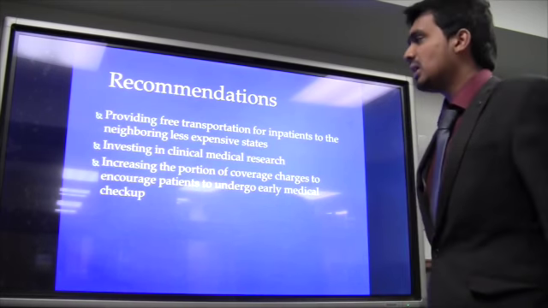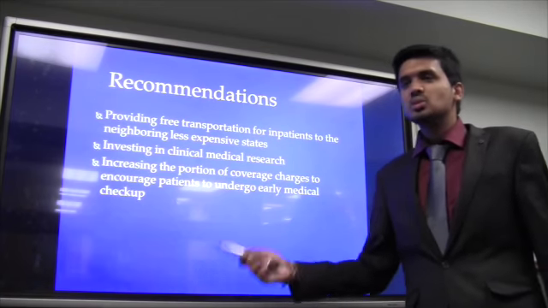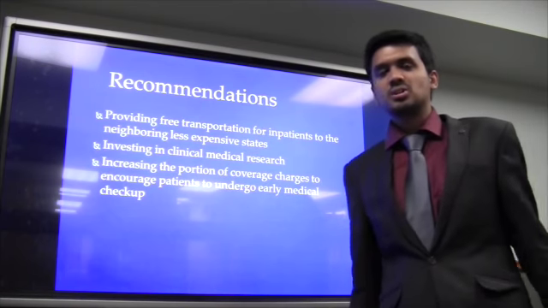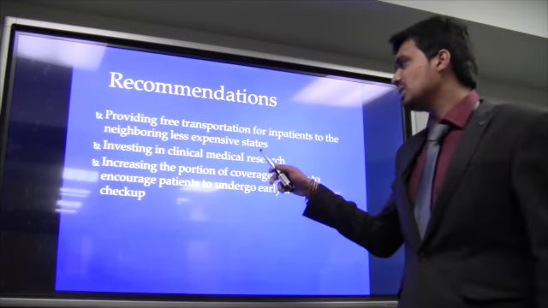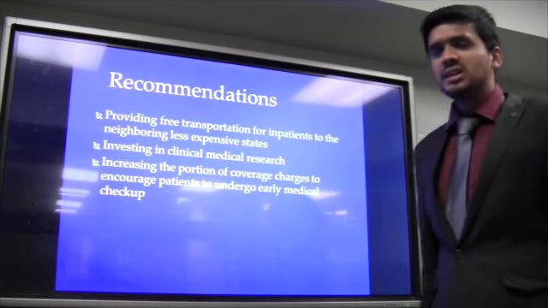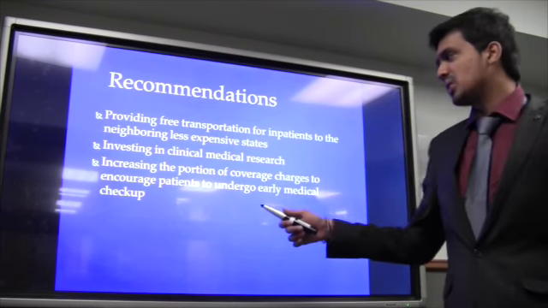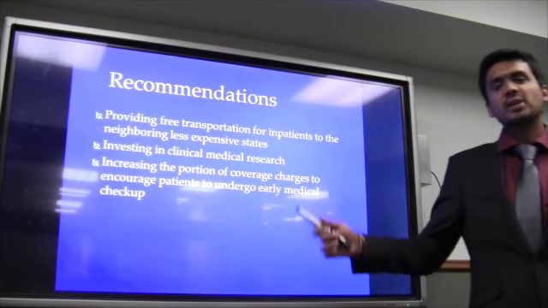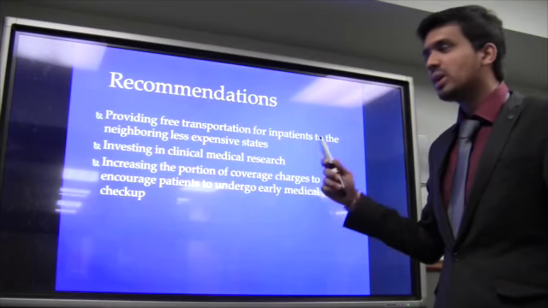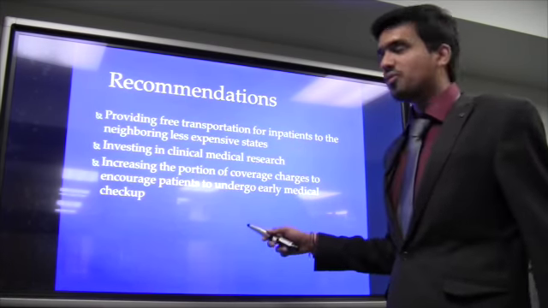And the second thing is Medicare can invest a lot of money in clinical medical research. In this way, the DRG groups which incur high average coverage costs can be significantly reduced. And the last recommendation is increasing the portion of the coverage cost of the DRG group which incurs high average coverage cost. This will encourage the patients to undergo early medical checkups, so in this way they can prevent the DRG group from occurring.